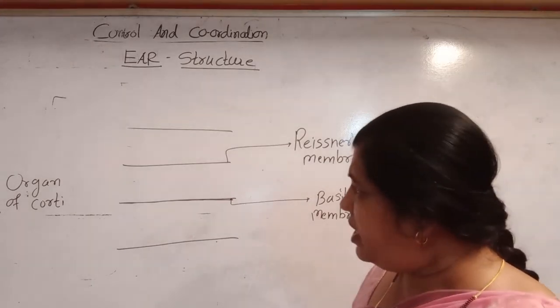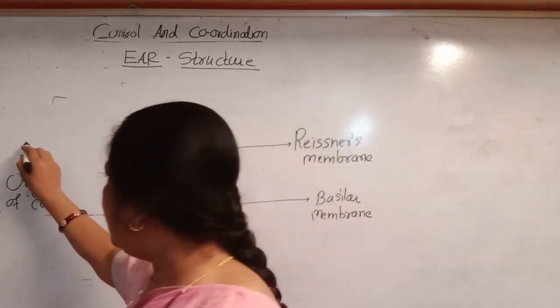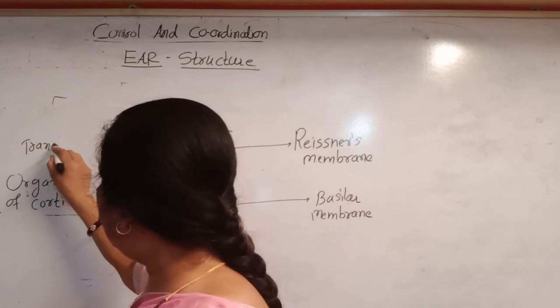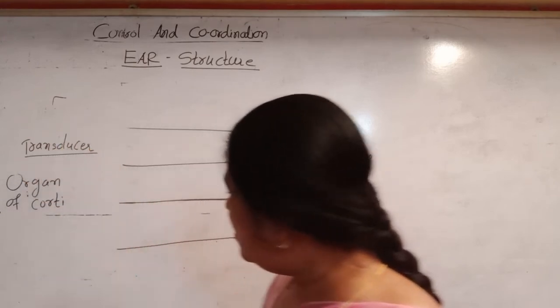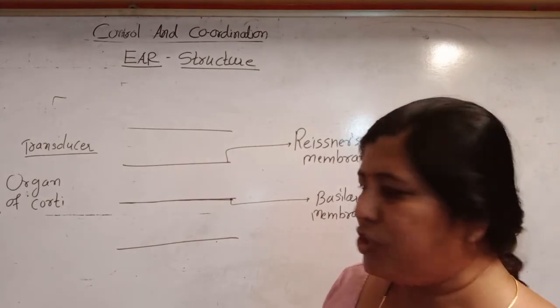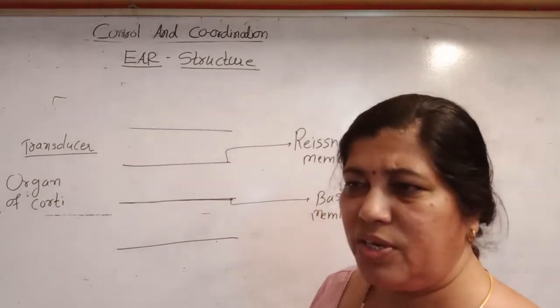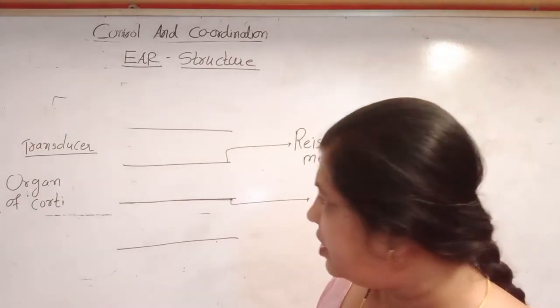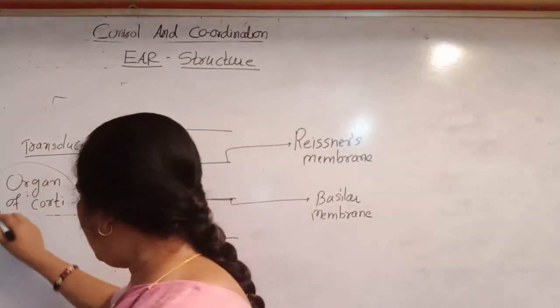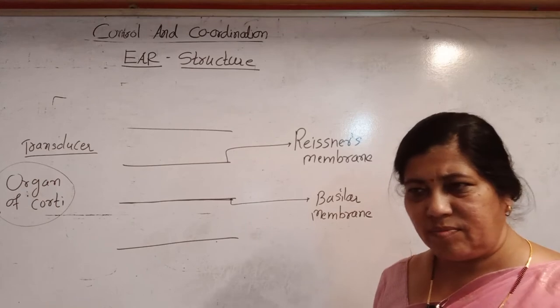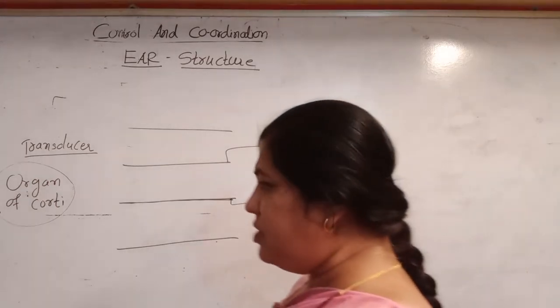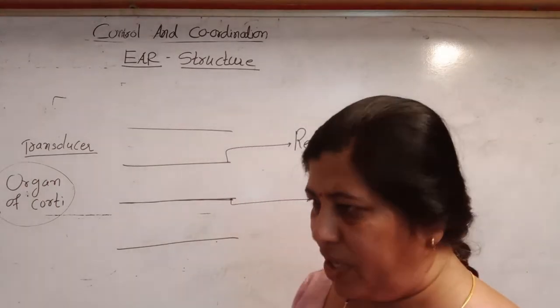Organ of Corti is a transducer. Transducer means that part which converts one form of energy into another form. So organ of Corti can convert sound energy into impulses. Organ of Corti consists of sensory epithelium.